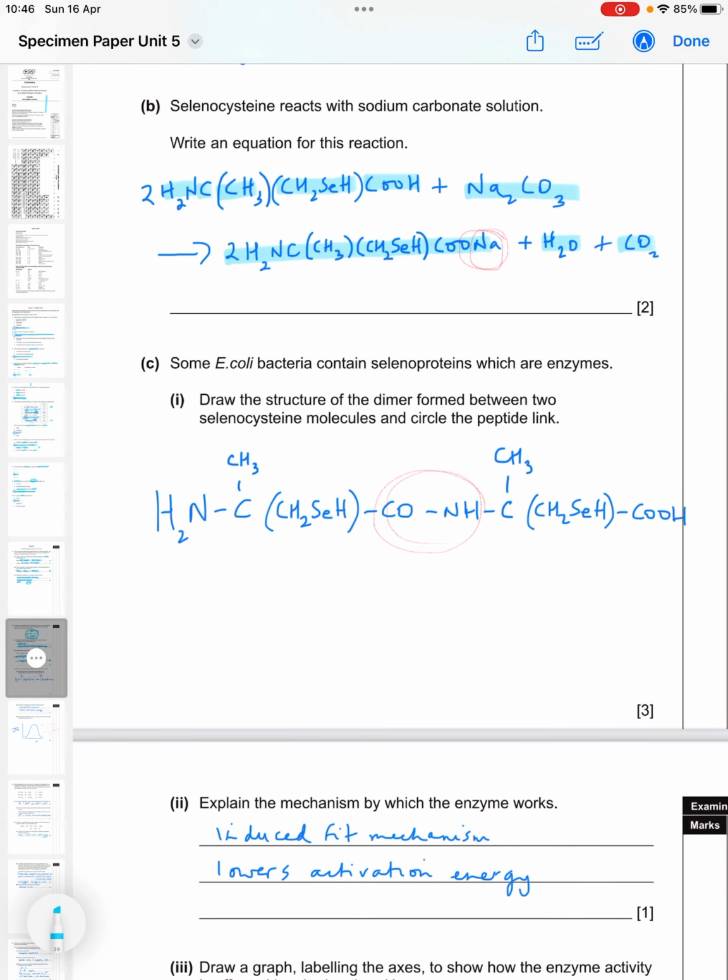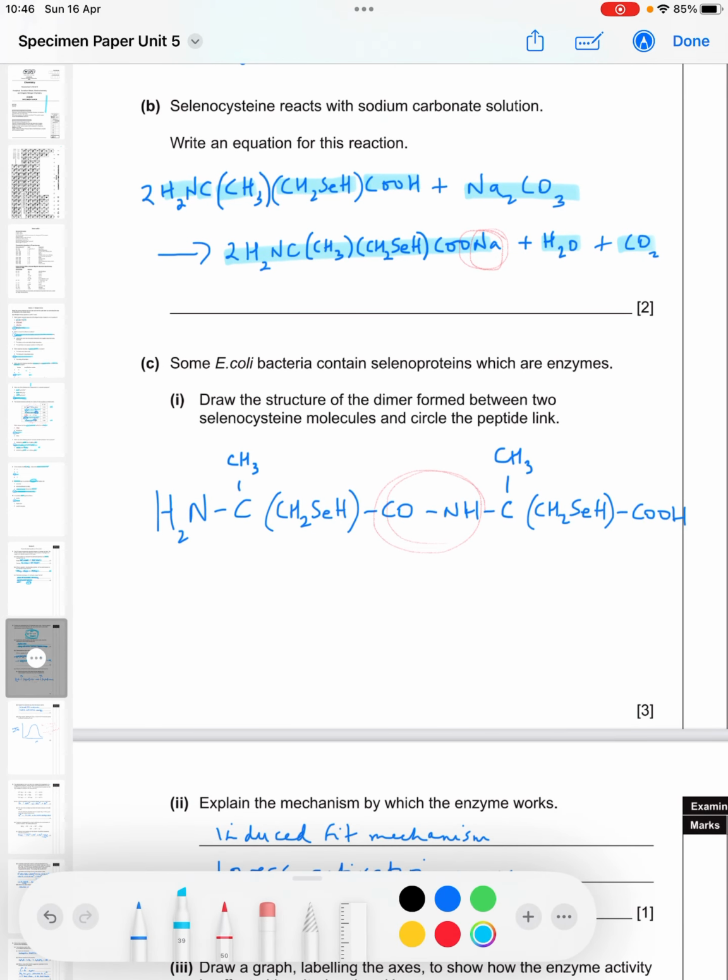Now just a word here: in the mark scheme, as far as I can see, they have drawn the formula for the selenocysteine incorrectly. They have H2NCH, CH2SeH, COOH. So just be careful. If something looks wrong in a mark scheme, check with your teacher or somebody like that. Just make sure that it is actually correct.